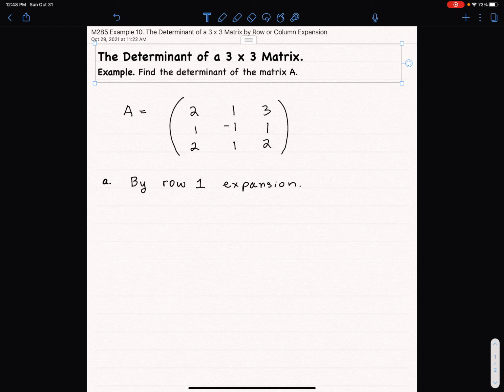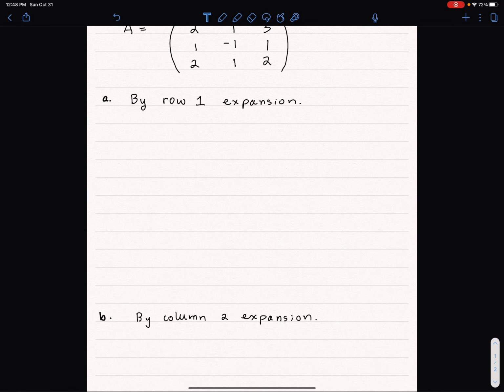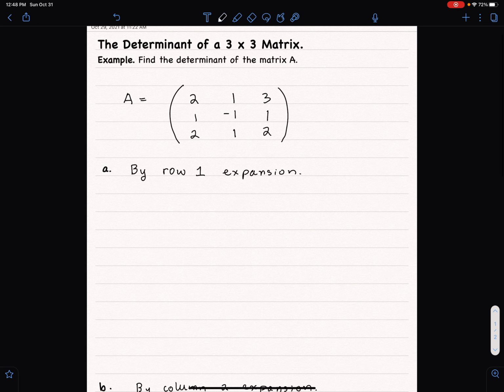Hello everyone. In this video we are going to find the determinant of a matrix by column or row expansion. So here we have a 3 by 3 matrix. We're going to find its determinant, and there's different ways to do it. So this is one way, which is a row expansion.